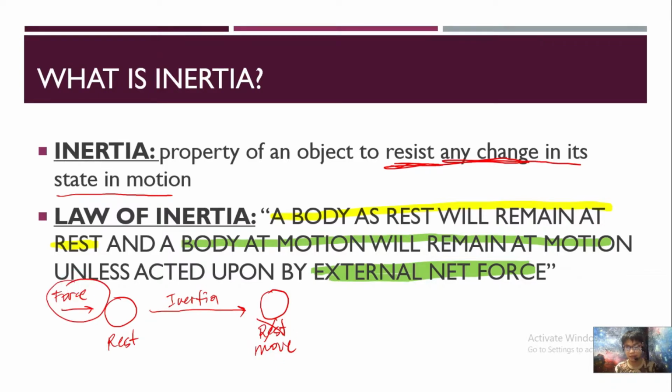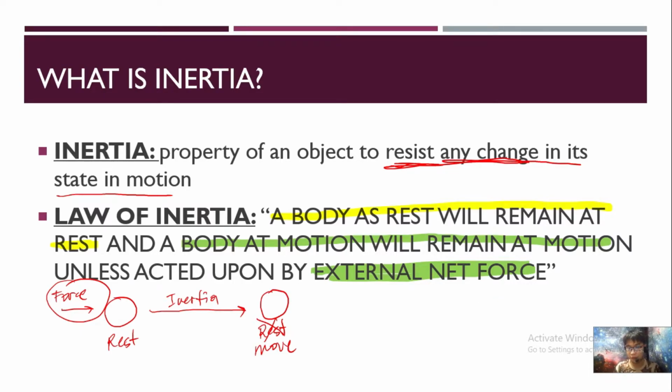Again, a body at rest will remain at rest, meaning an object will continue to be at rest. It will not move. Or, a body in motion will remain in motion, a body that is moving will continue to move, unless we exert an external net force. We can only change their state of motion if we exert an external net force. So that is the law of inertia.